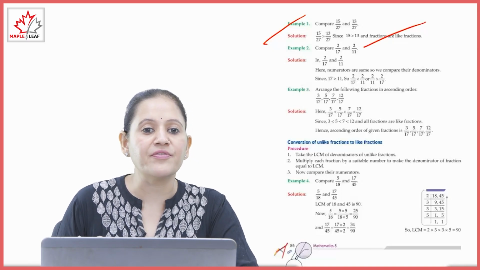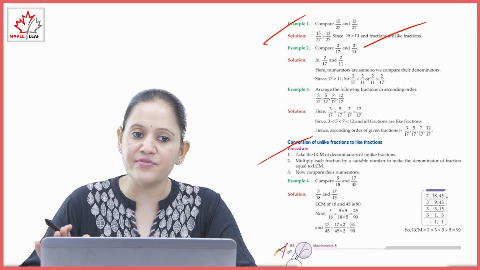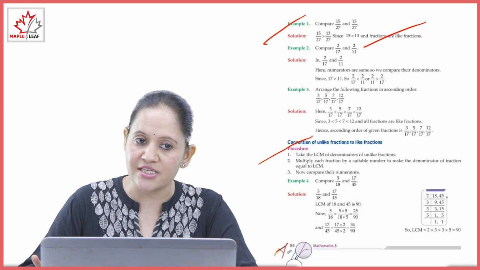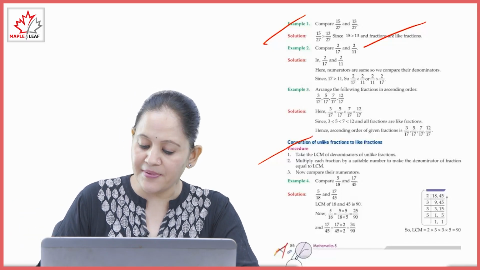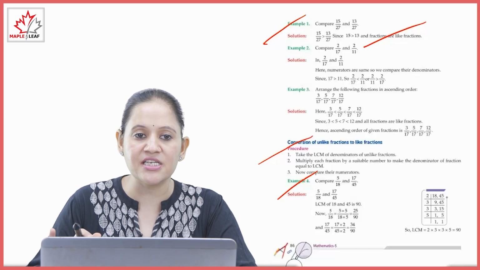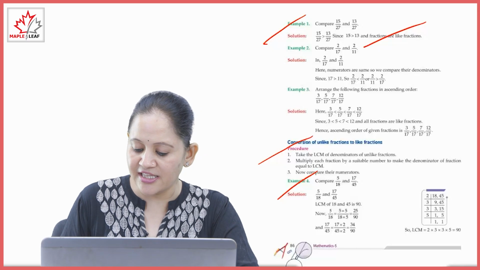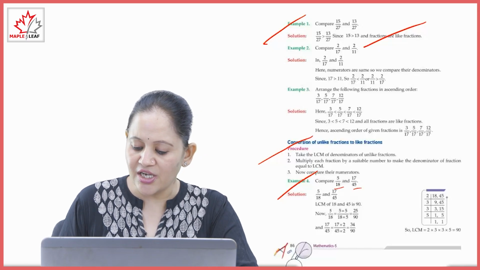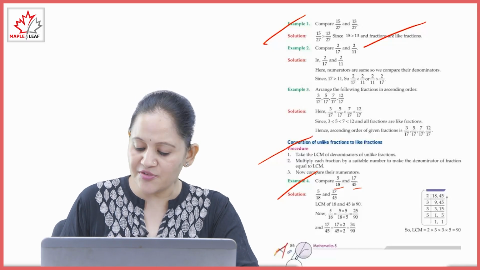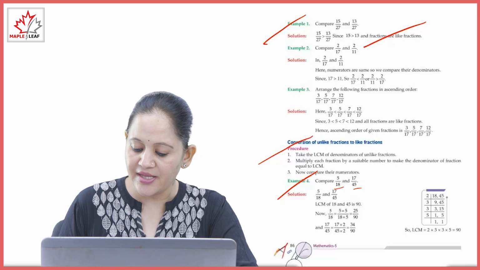Next, conversion of fractions to like fractions. For that, take the LCM of the denominators of the fractions, multiply each fraction with a suitable number to make the denominator of the fraction equal to the LCM. Now compare the numerators. Let's take an example. Compare 5/18 and 17/45. So they are unlike fractions. We have to convert them into like fractions. For that, we'll take the LCM of 18 and 45. So the LCM will be 90. Now we have to multiply each fraction with a suitable number so that the denominator equals the LCM.